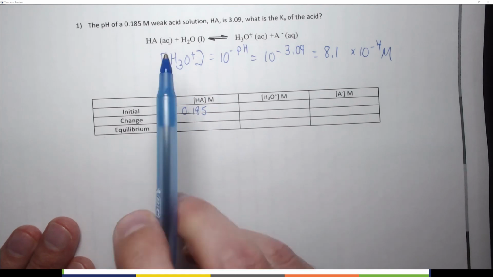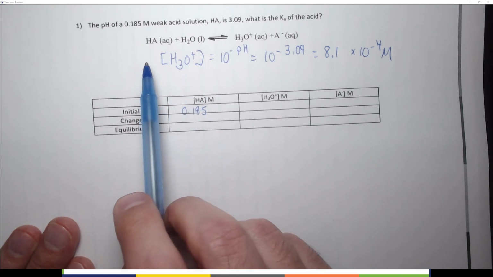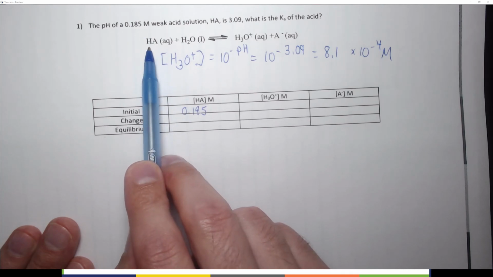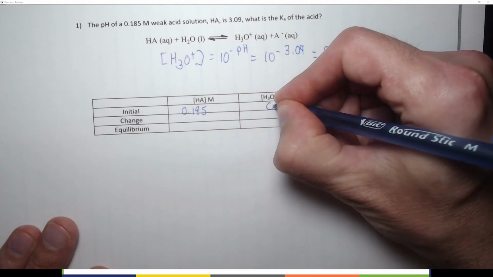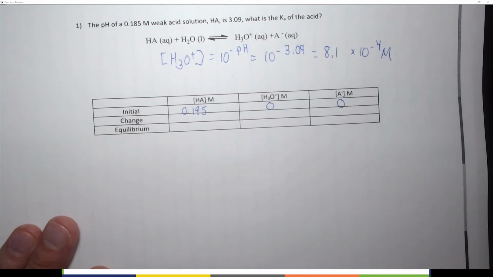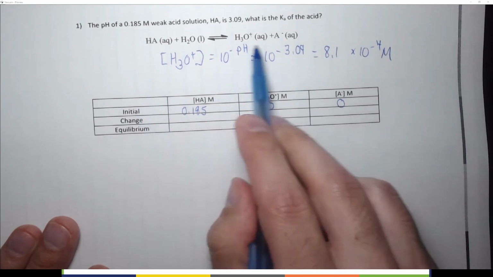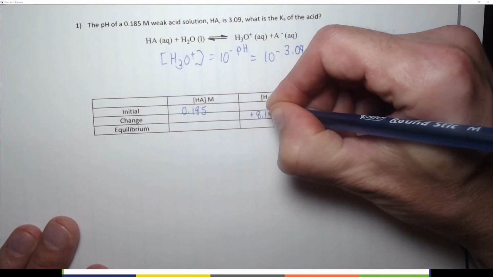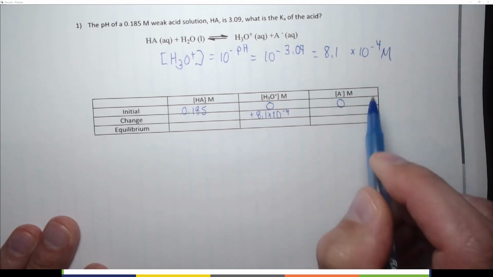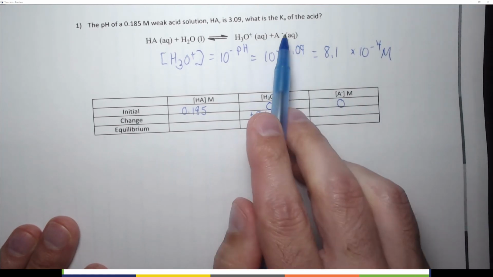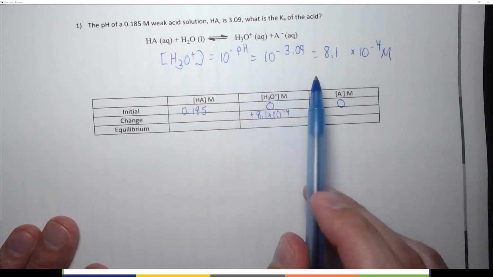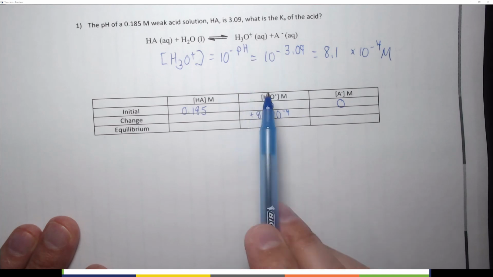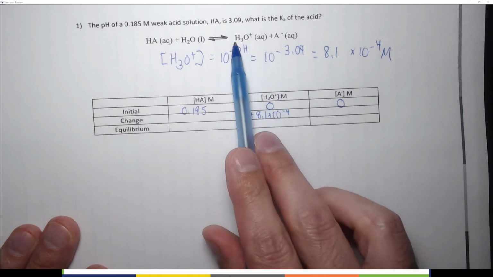But let's think about what's going on. At the beginning of this reaction, HA is the only thing in solution. So the initial concentration of this is 0, and the initial concentration of this is 0. When the reaction reaches equilibrium and I measure the pH, I've added 8.1 times 10 to the minus 4 molar H3O+. How much A- did I add? Just like before, this was plus X and plus X because there's a 1-to-1 stoichiometry. I have to add the same amount of A- because there's one of these and one of these.